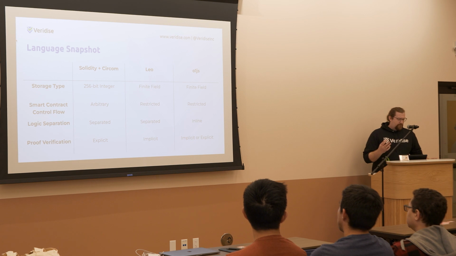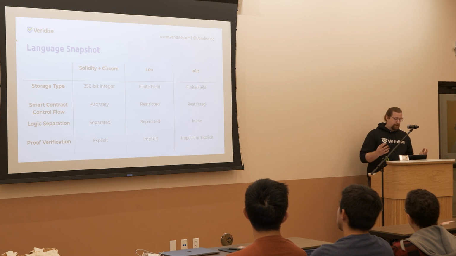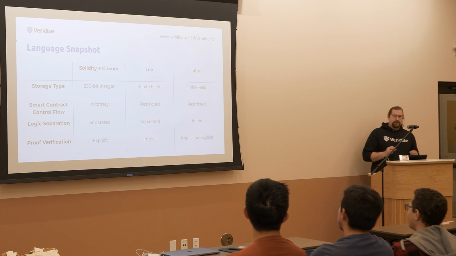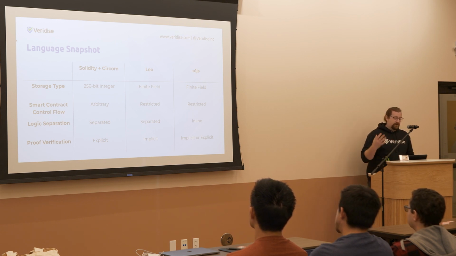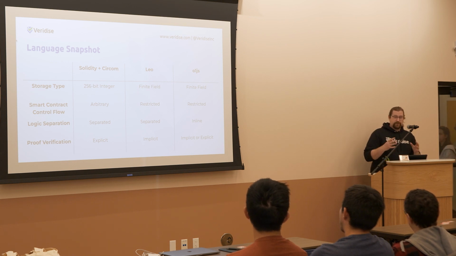If you look at Solidity, the storage type that you're going to have is basically a 256-bit integer. You still have arbitrary control flow in your smart contract. However, the logic of your smart contract and your zk circuit are inherently separated because you have to write in 2 different languages, and you have to check in your proof on-chain. And so that's the last part: when verifying zk proofs, you have to do so explicitly. Your smart contract is actually going to have to go and explicitly verify, yes, this proof is correct, and that's additional logic that the user has to deploy. Leo, on the other hand, and o1js allow people to store finite fields rather than just integers.